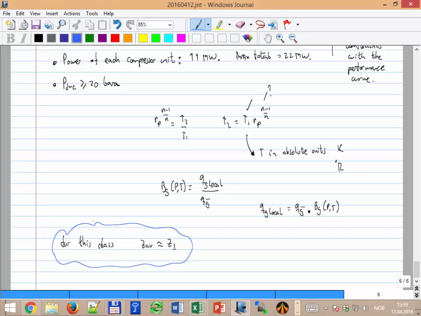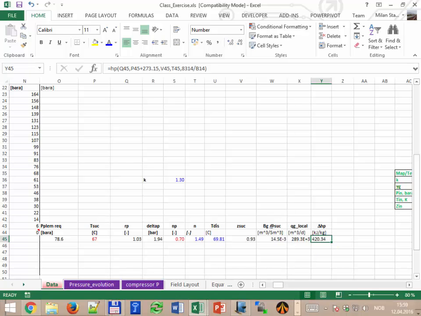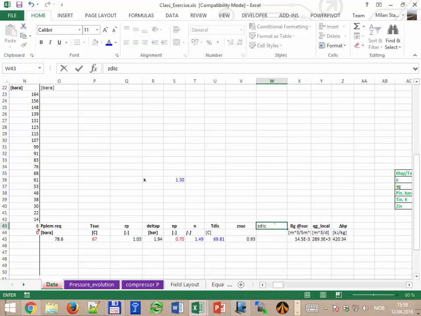kind of assume a set, calculate the outlet conditions, and then you have to, well, no, we can calculate it, right? We have T2, we can calculate. Yeah, so let's calculate that. Just see discharge.